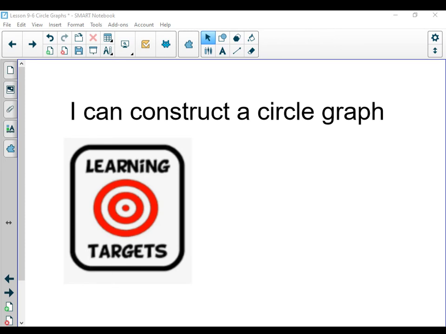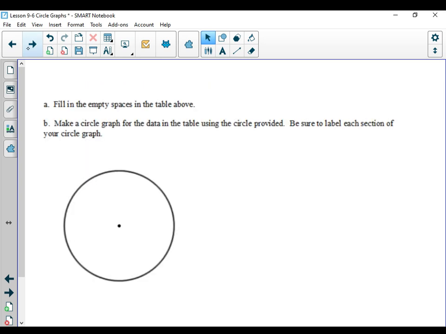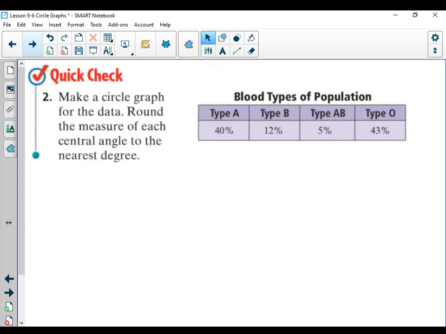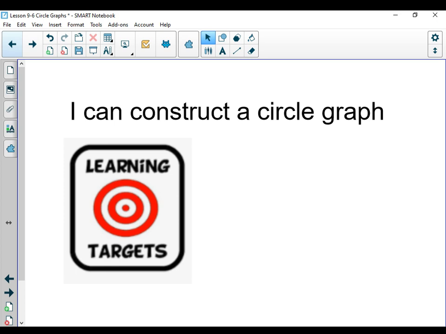So we are actually going to construct a circle graph, which kind of goes along with our histograms and stem and leaf. It's another way to display data. But good news, you do not have to do mean, median, mode, range. And it's not a variation. Another way to use circles, yesterday was circumference, right? So today, circle graphs.